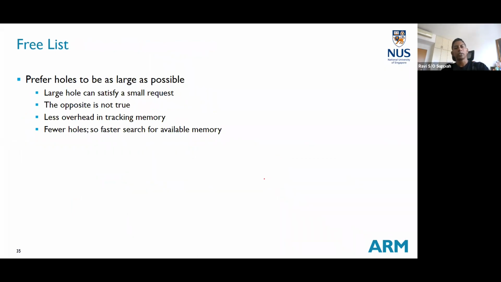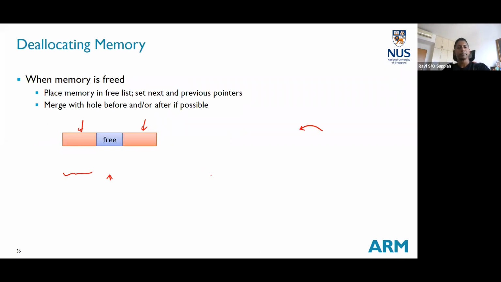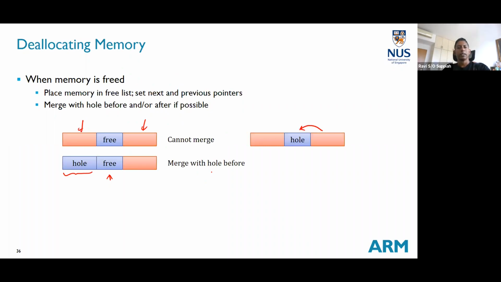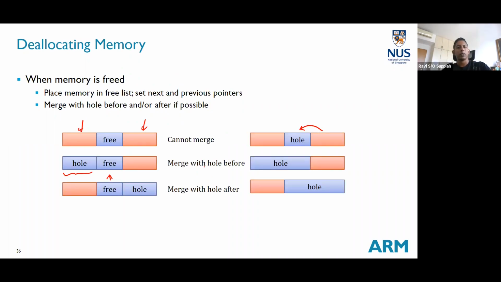Okay, so of course, how do you manage this free list? You want to try and keep the holes as large as possible, so that even if I have a small request, I can easily fulfill it. And when I have fewer holes, which are large holes, then it's also faster for me to search in the memory. Okay, so let me go through this.